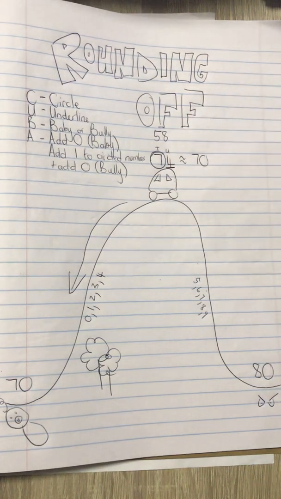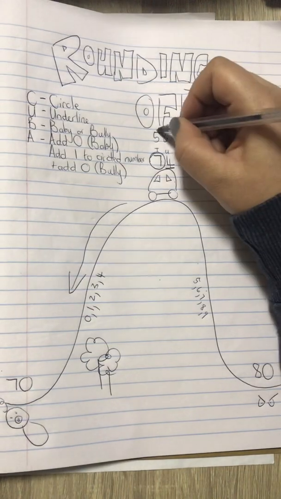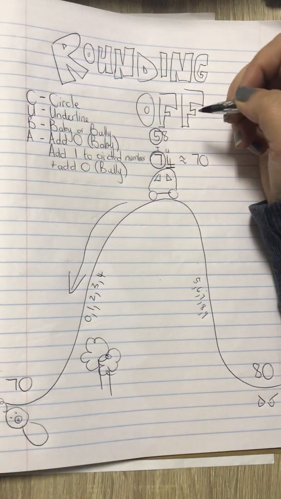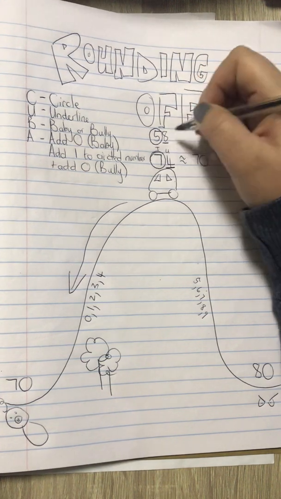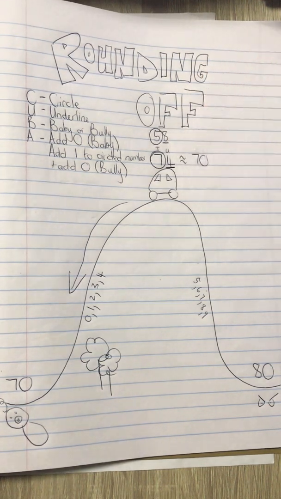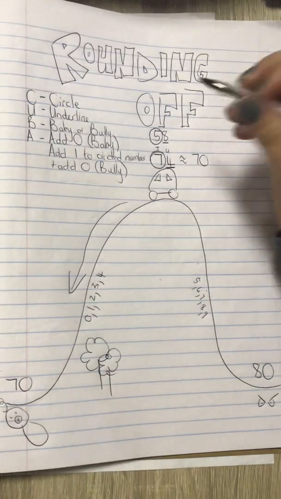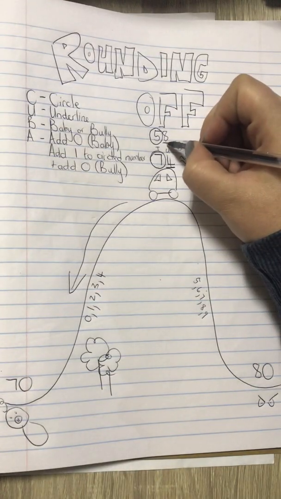Let's do 58. 58 is my new number. So first step, CUBA, circle. That's what my curly K is for. The A for CUBA, underline the number to the right. Okay, remember this is the right side. So underline the number to the right.